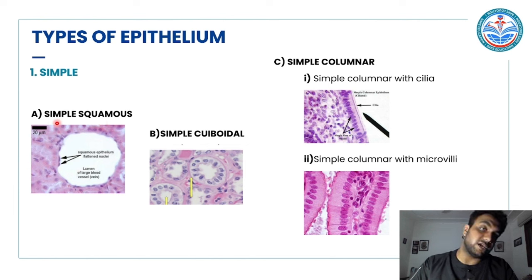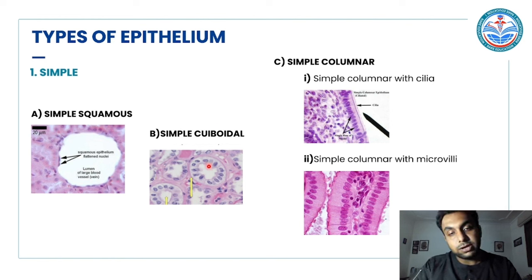Look at this first diagram, simple squamous. Look at this beautiful lumen. This is a lumen, and in this lumen, can you see the nuclei? The nuclei are flattened like chapati, like a parantha. Look at that, it is flattened. So there is a simple squamous epithelium.